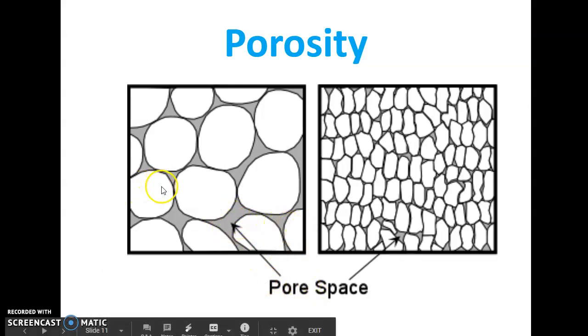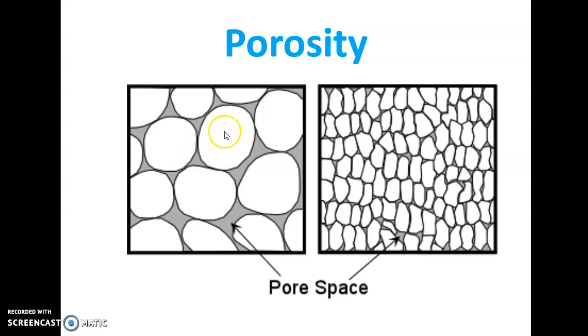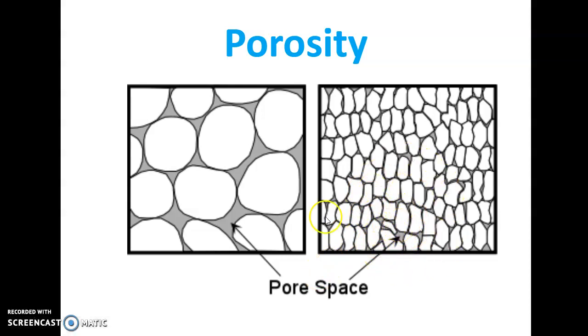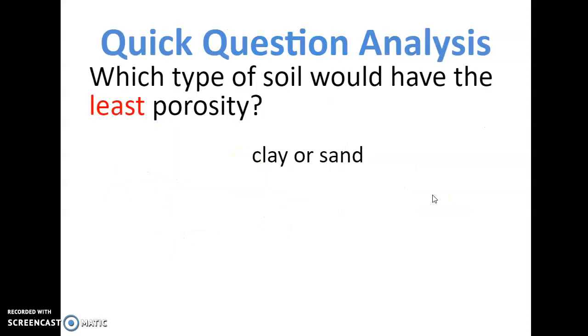You notice that between the pebbles, which are these white circle things, there is more pore space in comparison to the silt, which are these weird little square shapes, whatever, soil. And so there is less pore space in here. So therefore, pebbles are more porous, or they have greater porosity in comparison to silt.